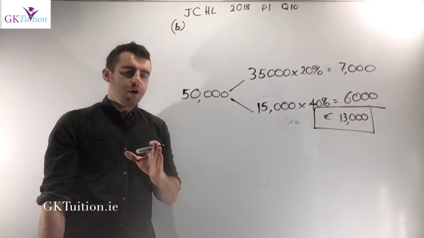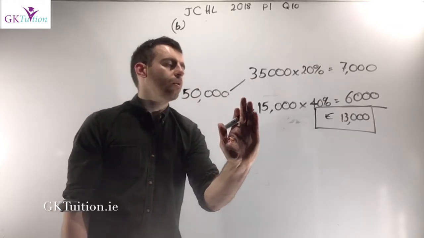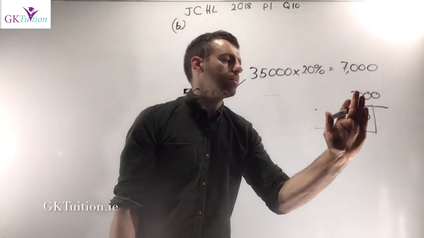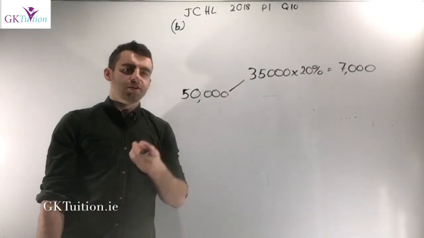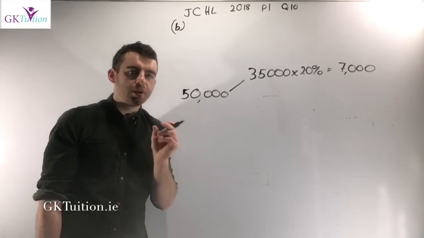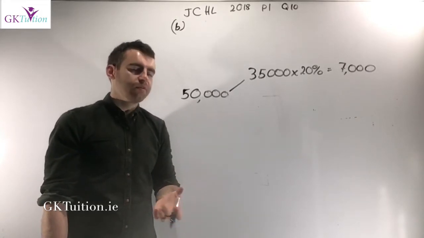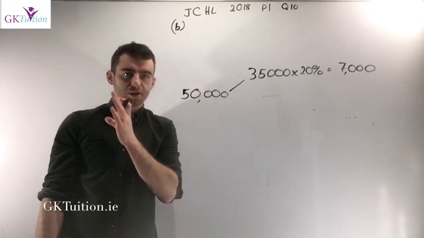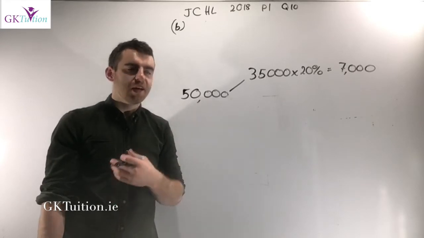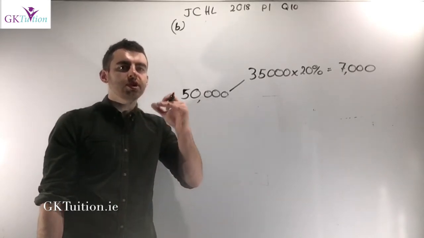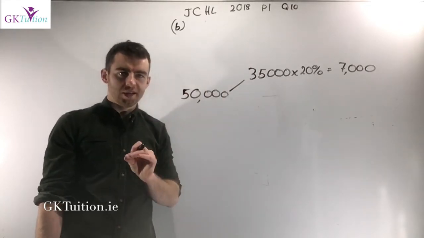But what I want to hone in on is the 35,000 here. That's really important. Let's ignore this half of Lorna's income. Let's just imagine if someone only earned 35,000. If someone only earns 35,000, they have to pay 20% tax on that. If someone earns 30,000, they have to pay 20% tax. Someone earns 25,000, they have to pay 20% tax. Either way, no matter how much money you earn, from €0 to €35,000, you're paying 20% tax.